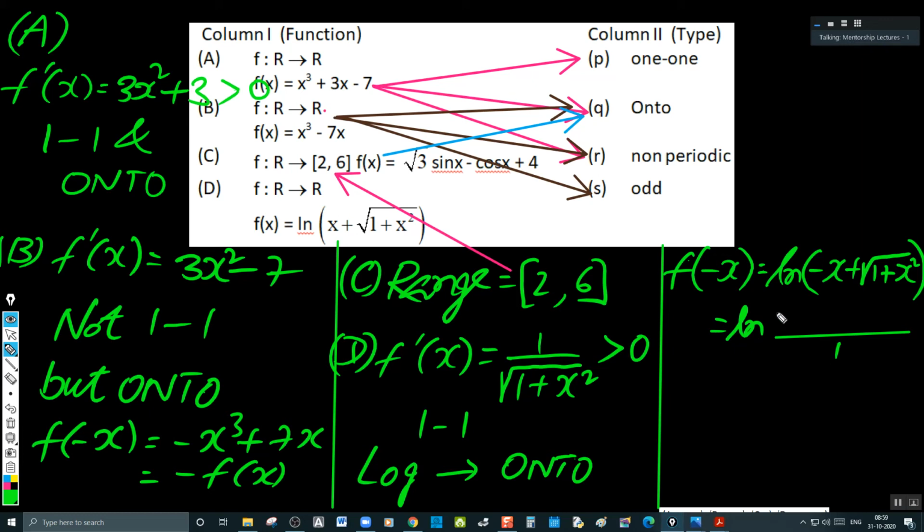And the numerator, just a moment. 1 remains in the numerator and the denominator will be root over 1 plus x square plus x. You cannot even imagine this. So that's the reason why it becomes minus f(x). So remember that whenever you come across this type of function, take it for granted it is an odd function. So D is all real numbers.